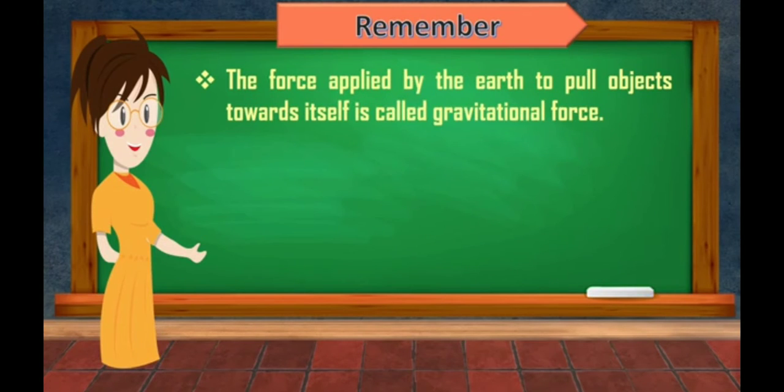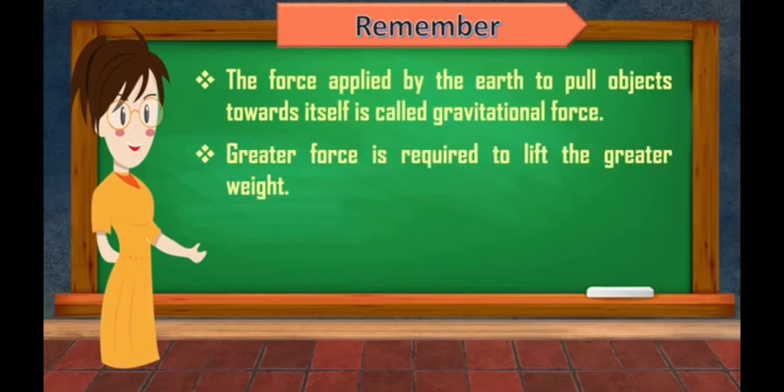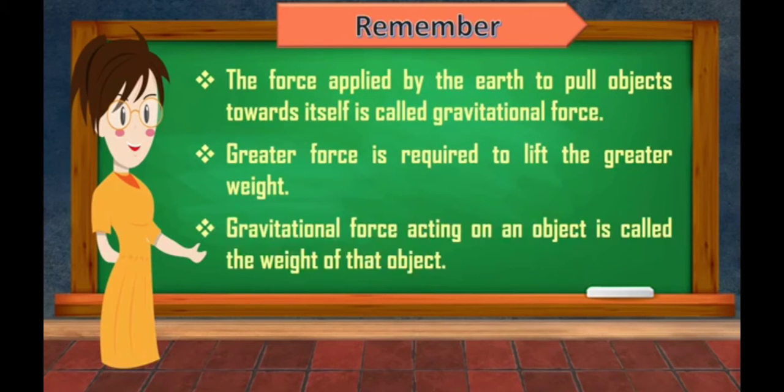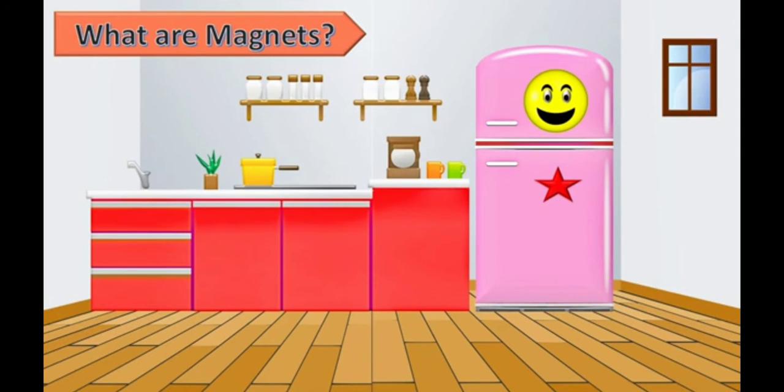Then we saw gravitational force. The force applied by the earth to pull objects towards itself is called gravitational force. Greater force is required to lift the greater weight. Gravitational force acting on an object is called the weight of that object. Now, what are magnets? You can see here.